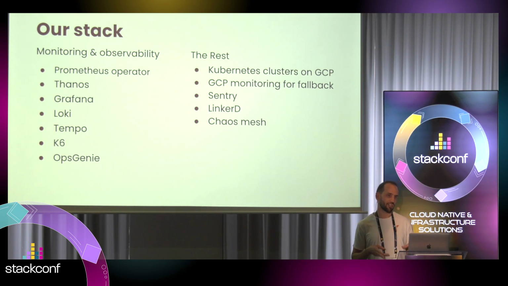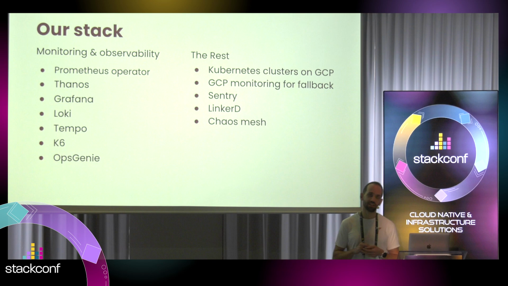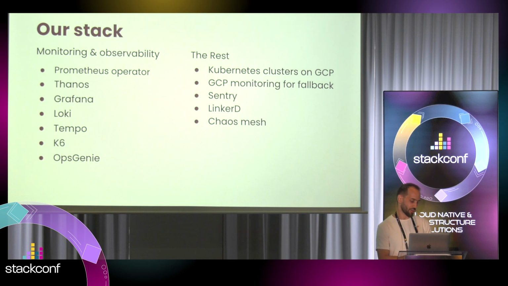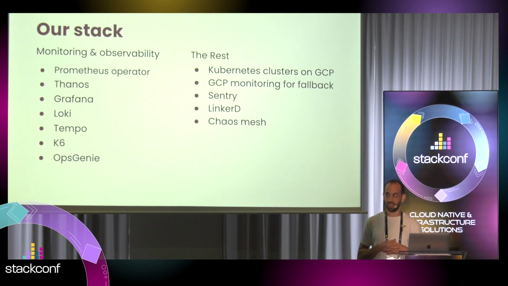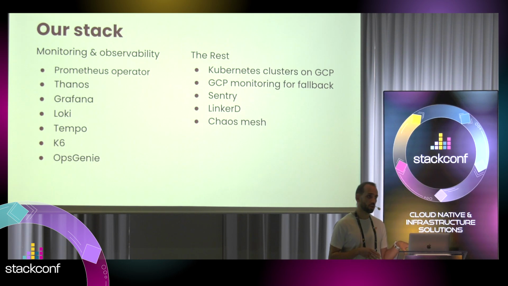We have many things in there. We're using loads of the Grafana stack, including Grafana itself. We're using Loki for logs, Tempo for traces. We started using Pyroscope lately for profiling, but we also have K6 for performance metrics when it comes to our QA. And then we have OpsGenie. It's not by Grafana, but this is where our on-call teams are getting notified. And this is for the monitoring and observability.